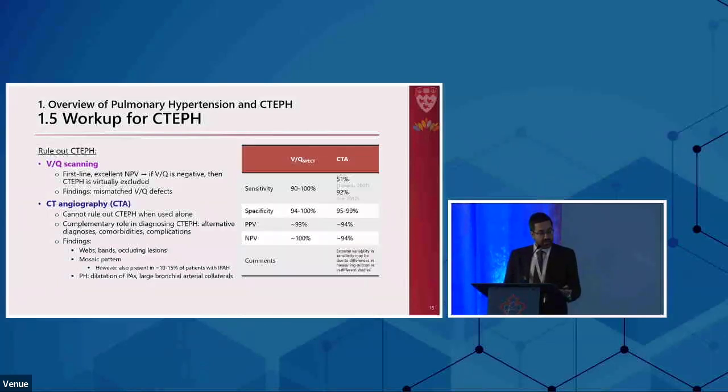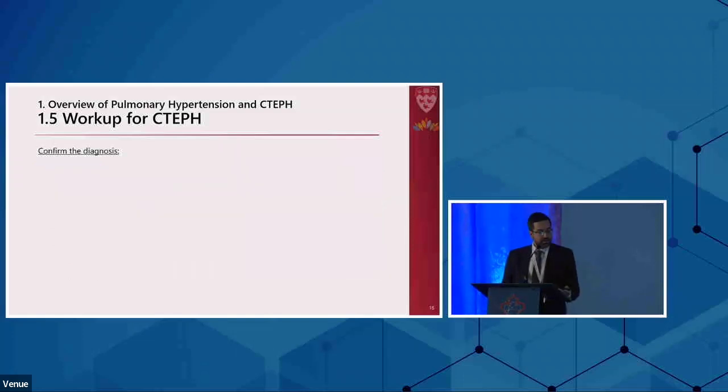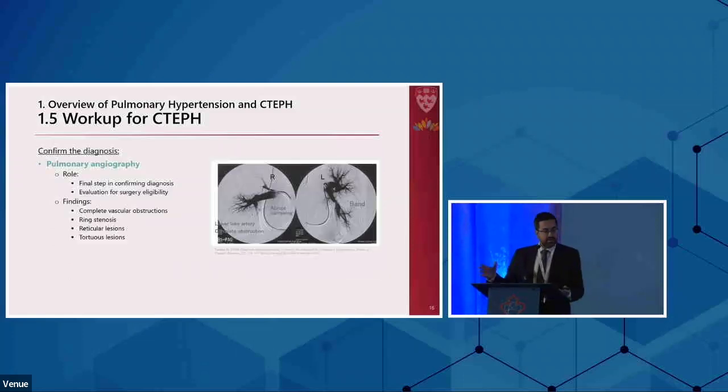So when we look at the performance of VQ SPECT and CTA, we can see that the sensitivity and specificity of VQ SPECT is very high, with an extremely high negative predictive value, whereas with CT, the sensitivity varies widely between the studies, but is less than that of VQ, planar or SPECT, but it still has a very high specificity. Then the diagnosis is confirmed with pulmonary angiography.